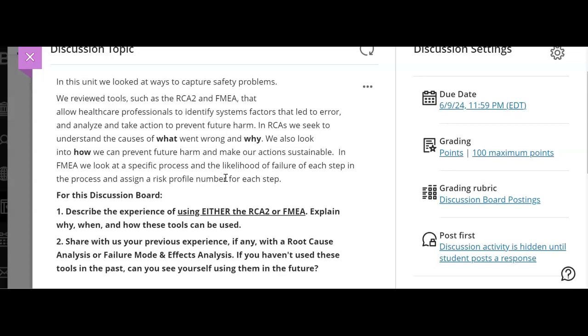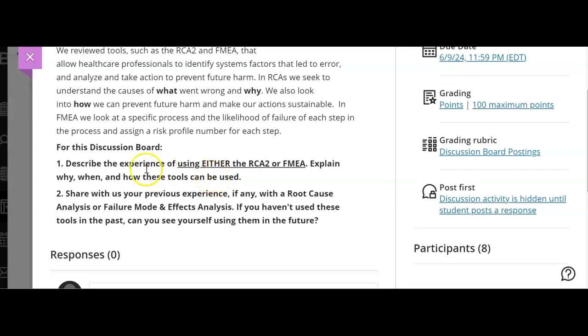These are two tools that are being used, and you're going to have the choice of looking at one or the other, describing the experience of using one or the other tool. Explain why, when, and how these tools can be used. If you've already received training in root cause analysis and are not as familiar with the FMEA, go for that one. Try to make this a true learning experience for yourself.